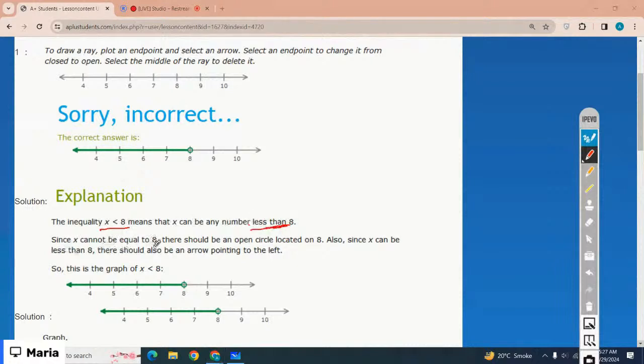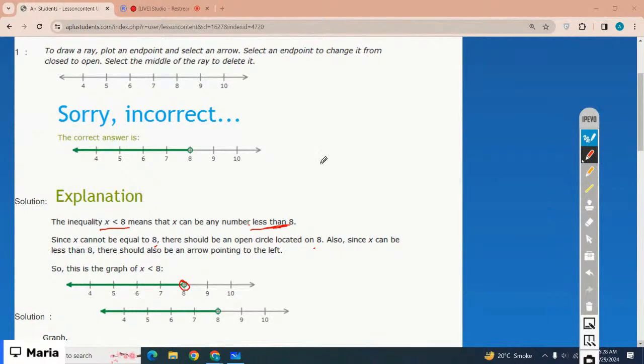Since x cannot be equal to 8, there should be an open circle located on 8. Also, since x can be less than 8, there should be an arrow pointing to the left. So here is 8, right? 8 is not the solution of this inequality, but any number less than 8 is. So on the 8, you must have an open circle. That open circle means 8 is not the solution of this inequality, right? And because all the numbers are less than 8, the arrow points to the left side. That's how you plot the inequalities.